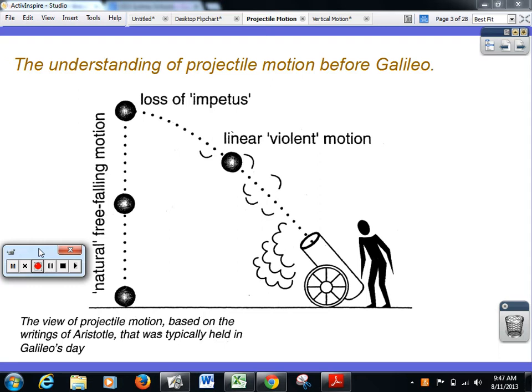Now, a fellow by the name of Galileo thought this was total rubbish. And he did a lot of experiments to try and work out how projectile motion, or what he called the motion of the parabola, was developed, okay, or how it could be described.